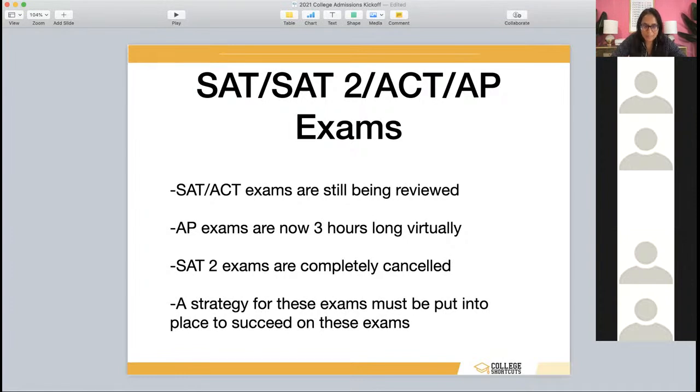I was shocked when this happened. And maybe it'll come back, but probably not. And then a strategy must be put into place to succeed on these exams. Please don't think you can just wake up one day and get a 1600. I've never heard of it. It just doesn't normally happen.